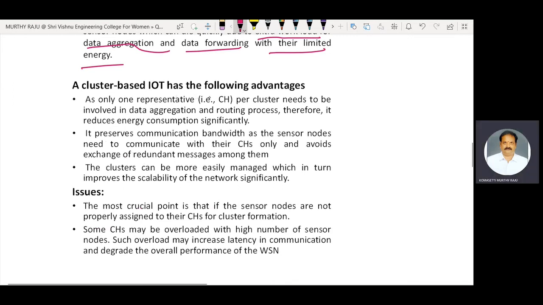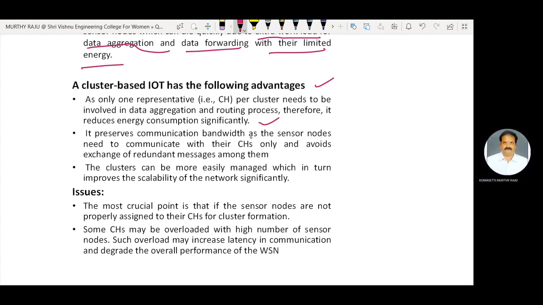A cluster-based IoT has the following advantages. As only one representative per cluster needs to be involved in data aggregation and routing process, it reduces the energy consumption significantly. Only the cluster head is responsible to route the packet, receive the packet, and process the data. Due to these conditions, the energy consumption is reduced.